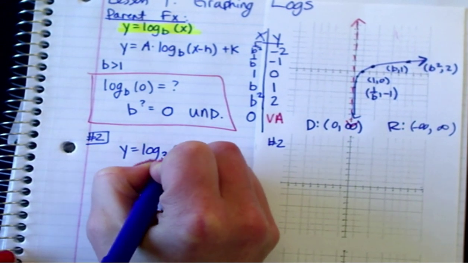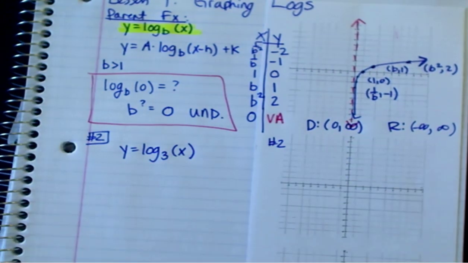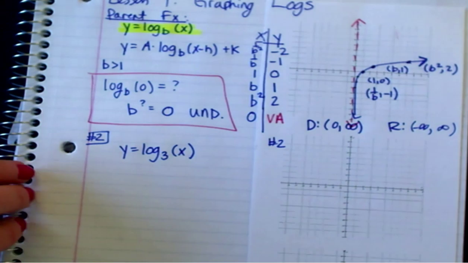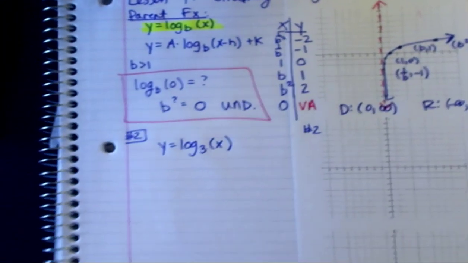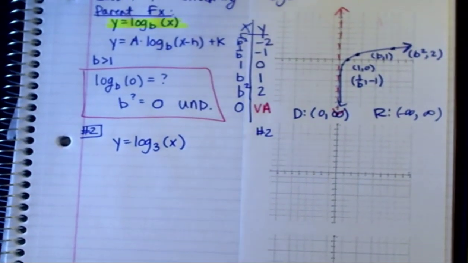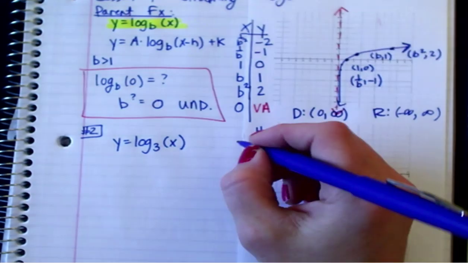Let's do log base 3 of x. We'll just, no transformations, we'll just put an actual base in there. See if you can graph the asymptote and 3 points.